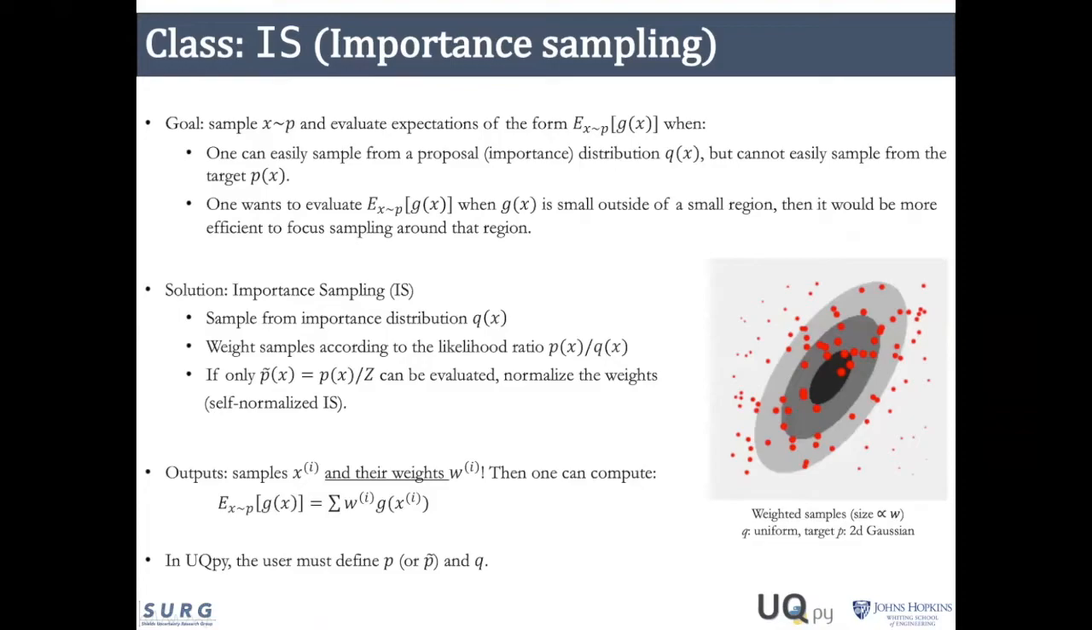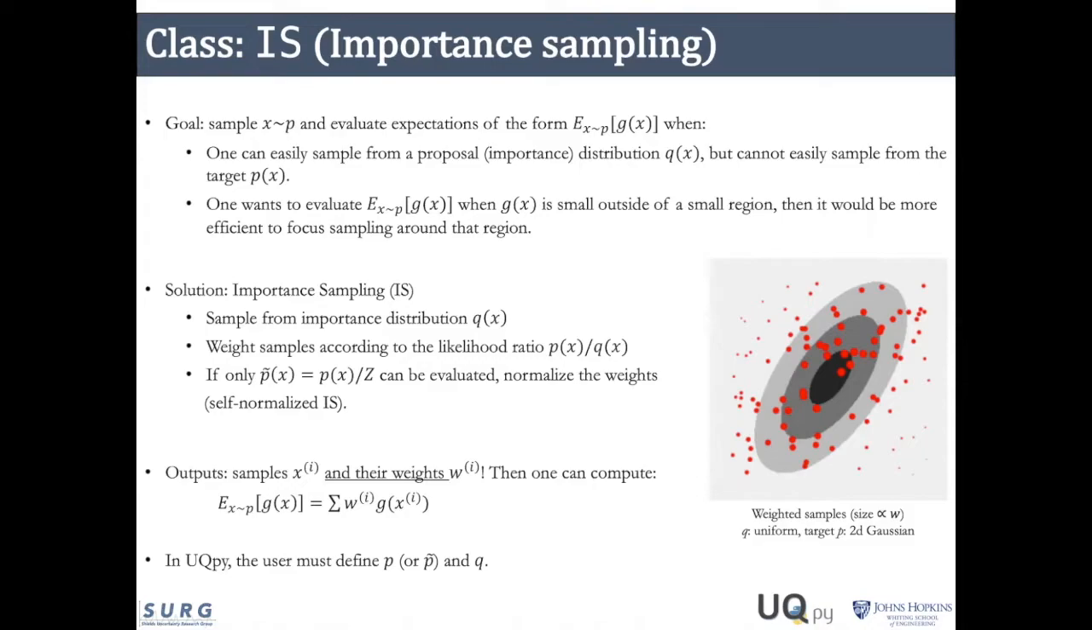The idea behind importance sampling is that you sample from an importance distribution, Q, and then you weight those samples according to the likelihood ratio. The weights account for the fact that you haven't sampled from the true target, but from something that's different. Again, if you cannot compute P directly, but you can compute a scaled version of it, then you can do that with importance sampling. It's called self-normalized importance sampling, and this is actually what UQpy does. So if you have a scaled version of P, that's fine too. What you get at the end is a set of samples and their weights.